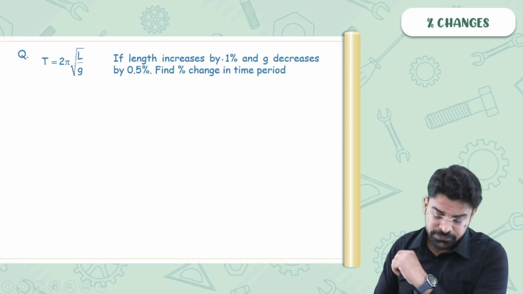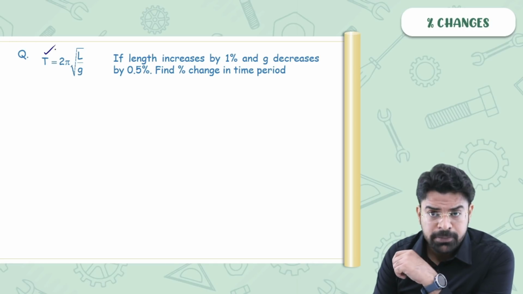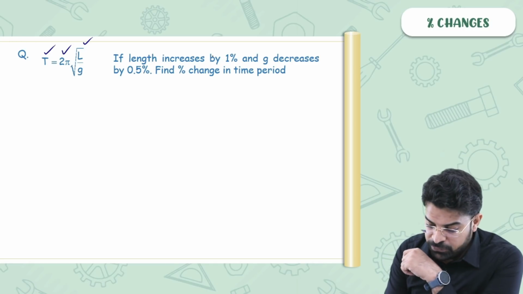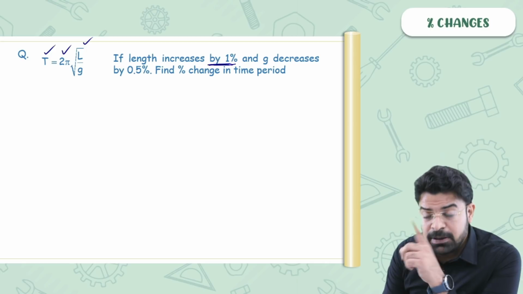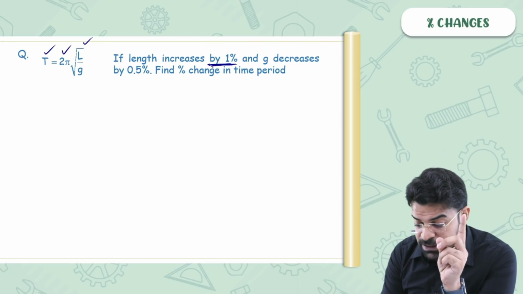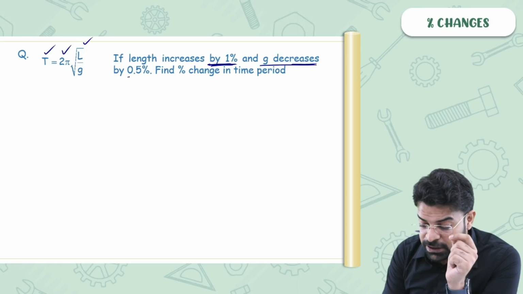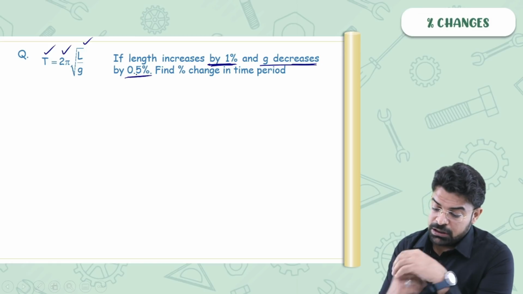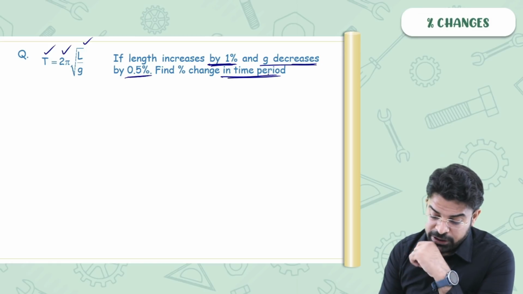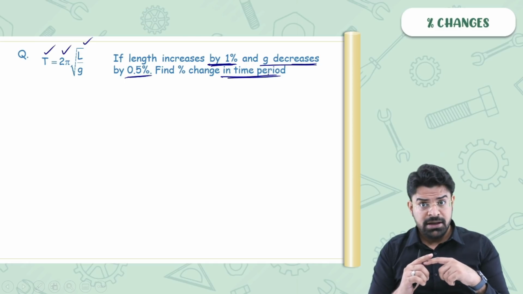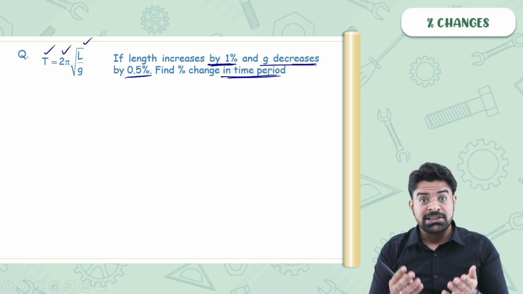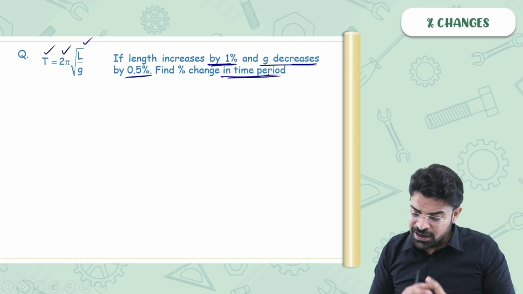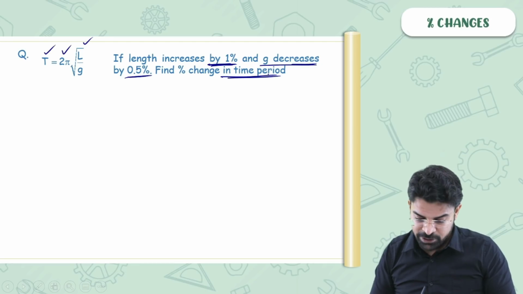The question is, the time period of a simple pendulum is given by 2 pi under root L by G. If the length increases by 1% and G decreases by 0.5%, the percentage change in time period is? So length is increasing by 1% and G is decreasing by 0.5%. They're asking what the percentage change in time period is.